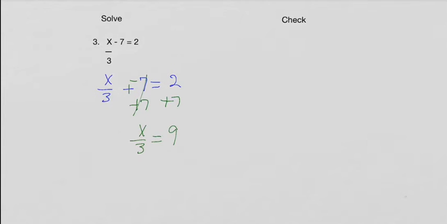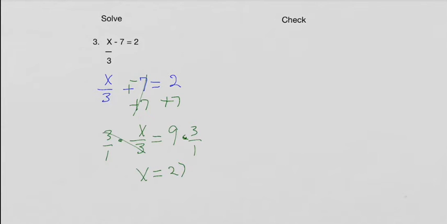Is the variable alone? It's not. What math operation is it? It's division. What's the opposite of dividing by 3? It's multiplying by 3 over 1. Multiplying by 3 over 1. These cancel out, so we're going to get x is equal to 27. Notice that I'm keeping my equal signs lined up. We want to do that when we solve and when we check.